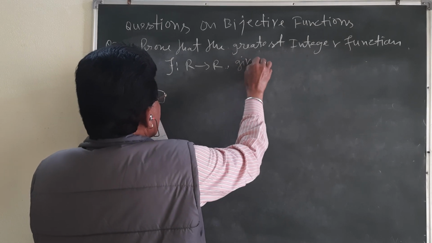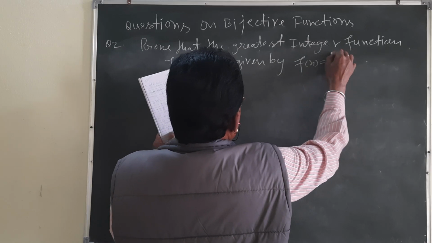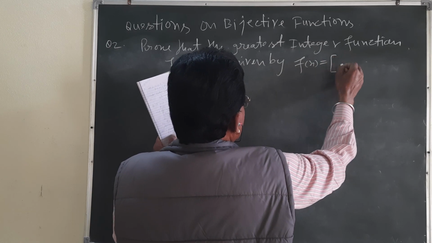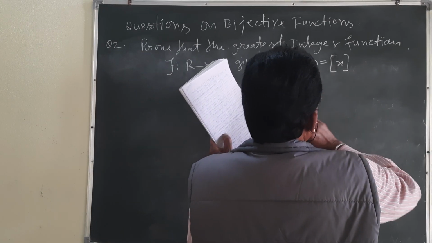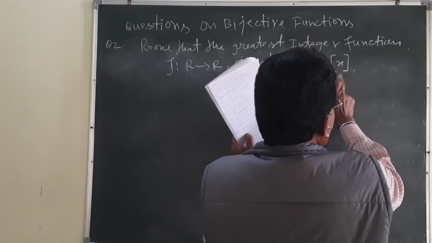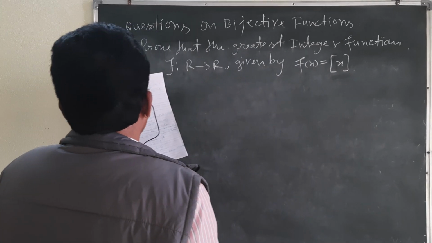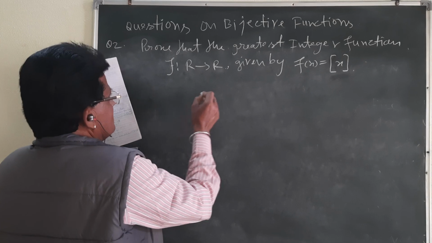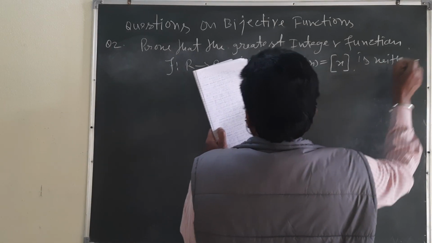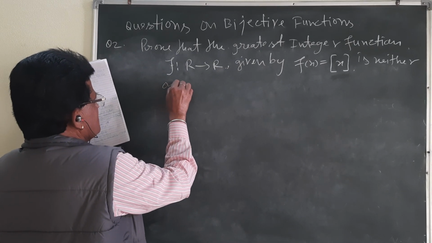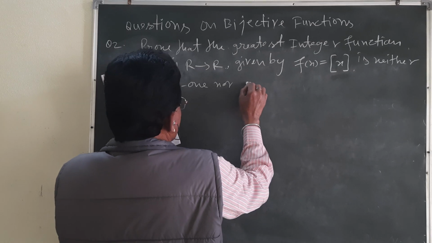Given by f(x) will be the greatest integer. This is the symbol of the greatest integer. See it carefully. And one thing I want to say, its value should not be greater than x. Greatest integer function. That is why it is neither one nor only.